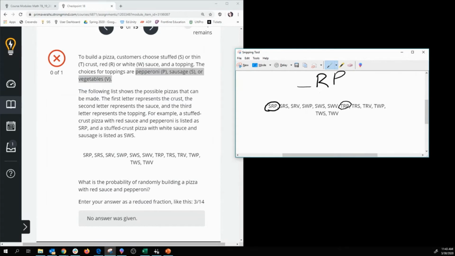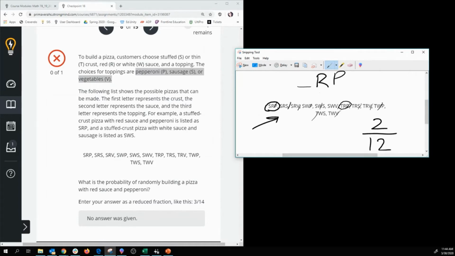Perfect. So I have two options where I can choose red sauce and pepperoni. How many total options did I have to choose from here? So how many different outcomes could I have chosen? 12, right? There's 12 different options. I have 1, 2, 3, 4, 5, 6, 7, 8, 9, 10, 11, 12. 12 total. So I have 2 over 12.